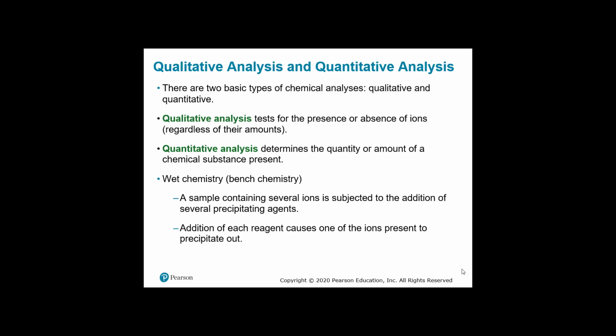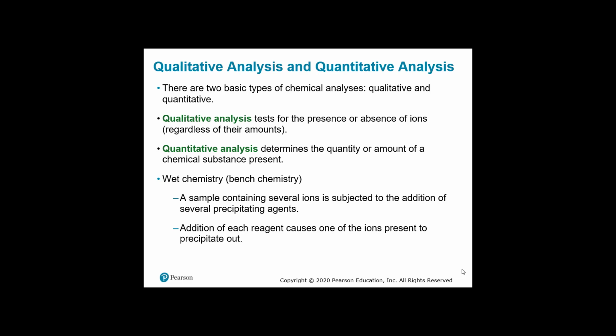Qualitative analysis, which is what we're going to cover, is a test for the presence or absence of ions, regardless of their amount. So we're not concerned with their amounts at this point, just what they are and if we can identify them. Quantitative analysis determines the quantity or amount of a chemical substance present, so how much of those ions. And wet chemistry is bench chemistry.